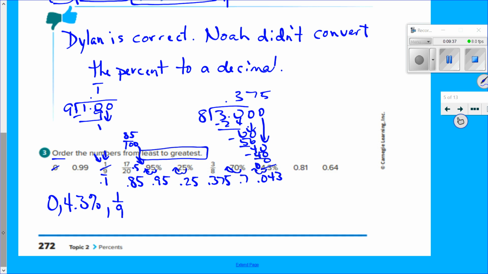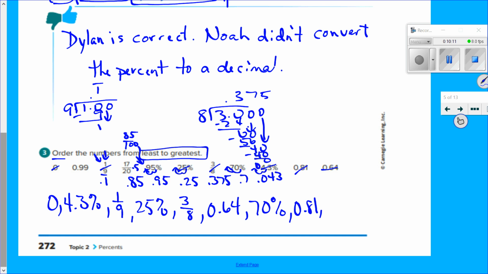So now I go to the 2s, that's 25%. Then I've got a 3 with 3/8. Then I've got a 4. No, I don't. A 5. A 6, so 64 hundredths, a 7 at 70%. I have 2 eighths, so 81 hundredths is going to come next. Then 85 hundredths, which is our 17 twentieths.